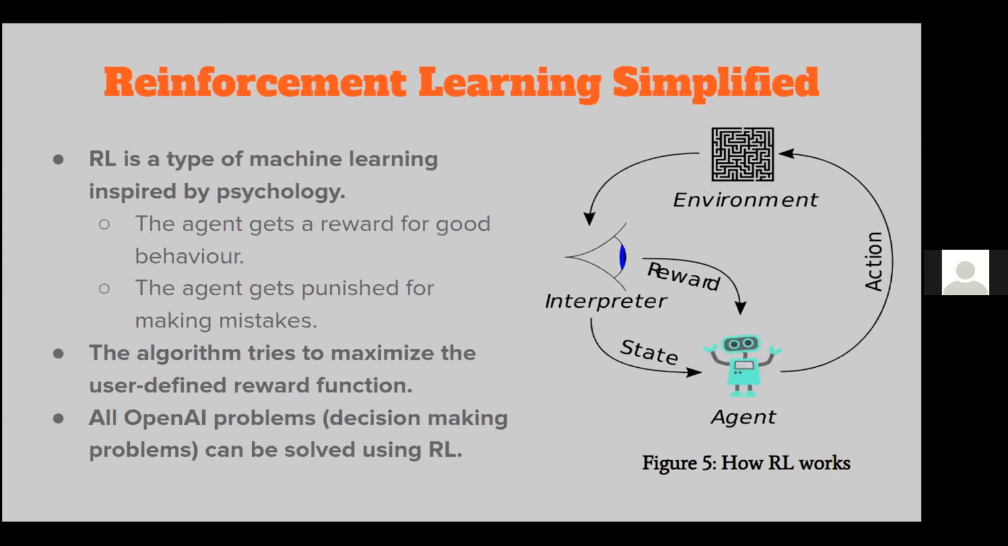Okay, so now we're going to talk about how the algorithms behind solving OpenAI and solving that Mario example actually work. Simply put, the type of machine learning used to solve these problems is called reinforcement learning. This is based on behavioral psychology, which is where the inspiration for RL came about.